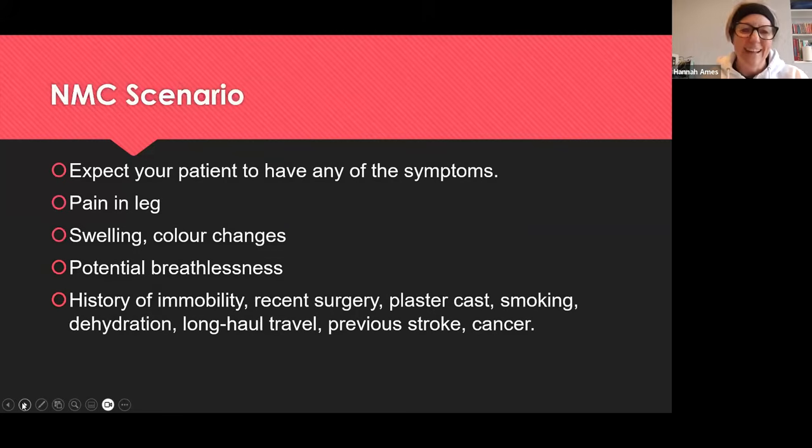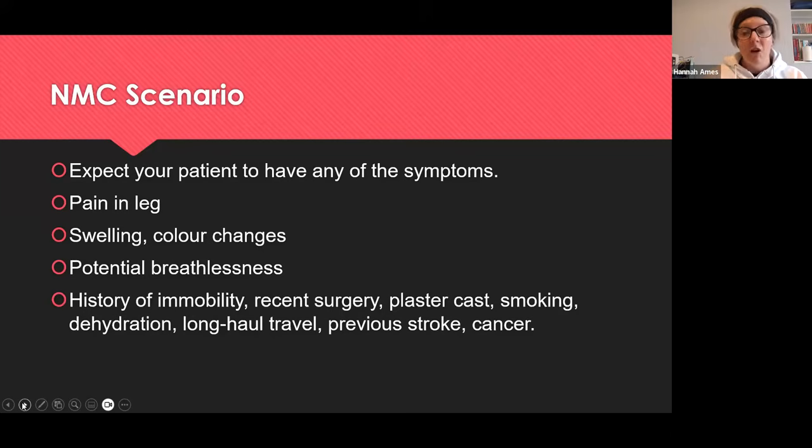So what could we expect in our NMC scenario? Again, new scenario, we don't know yet, but we could definitely expect our patient to have symptoms such as pain in the leg, swelling, colour changes, potentially breathlessness. So a lot of patients present actually with breathlessness and the PE first, which happens after the DVT. So sometimes patients present first with that. So there might be some history of breathlessness, there might be a little bit out of breath.